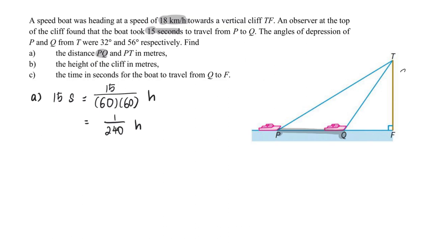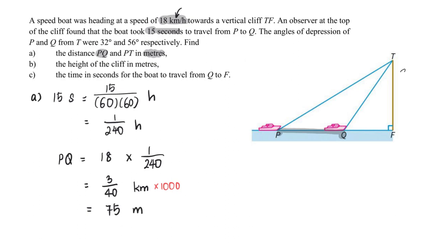Secondly, we will be able to find PQ because distance is equal to speed times time, and this will be equal to 3/40 kilometer. But the question requires us to give our answers in meters, and therefore I will have to multiply by 1000 in order to convert this to meter, which will be 75 meter. So that is the first thing that we need to find out and put onto the diagram.